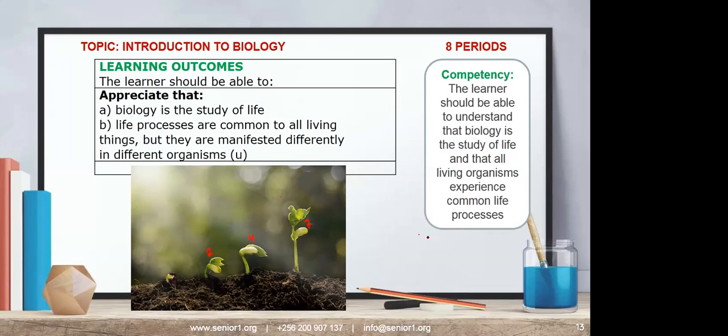And they are actually 7. There are 7, and normally we abbreviate them in an acronym, MRS GREN. Of course, we shall study in detail where M stands for movement, R for respiration, S for sensitivity, G for growth, R for reproduction, then excretion and nutrition. So these are the different life processes that we shall learn for different organisms, okay?